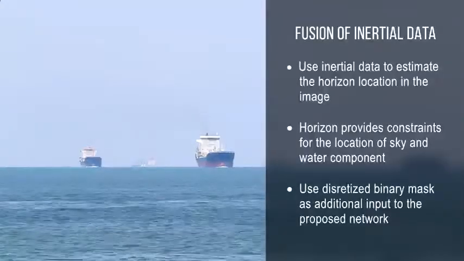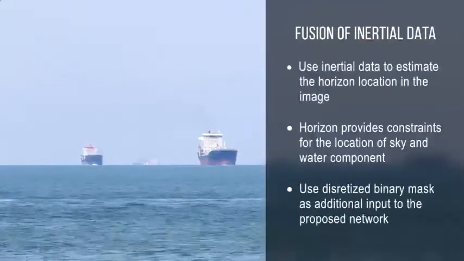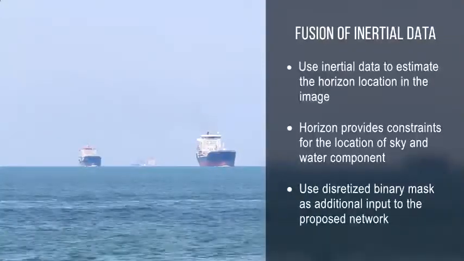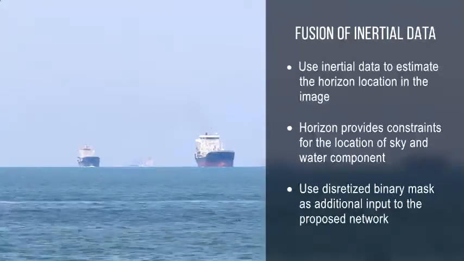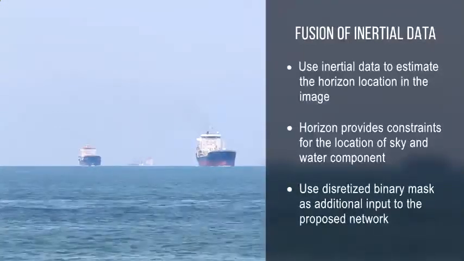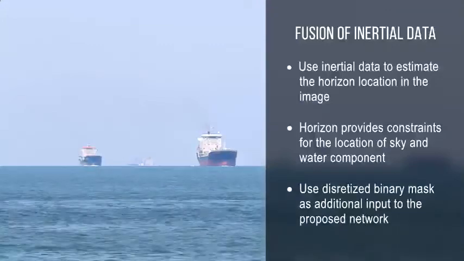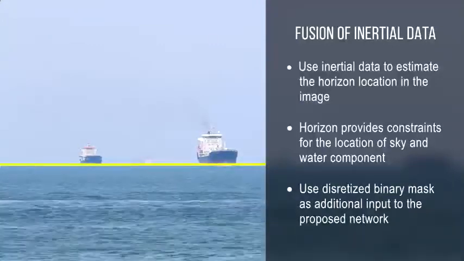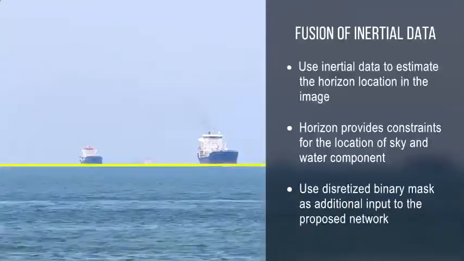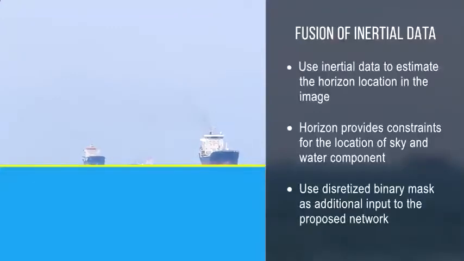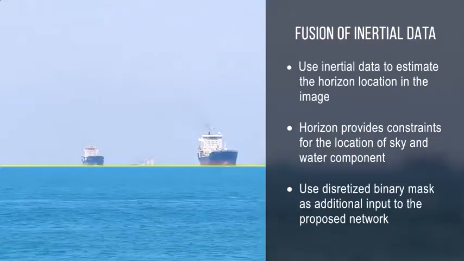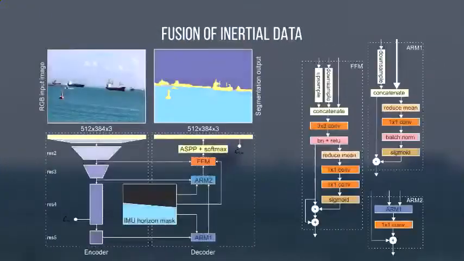Our second contribution is fusion of inertial information and visual data. Using inertial data obtained by the onboard IMU sensor and an efficient camera-IMU calibration, we estimate the horizon location in the image. The horizon provides constraints for the location of the sky and water component in the image. We encode its location in a discretized binary mask and introduce it to the network as an additional feature channel, which is fused with the encoder features at multiple levels of the decoder.